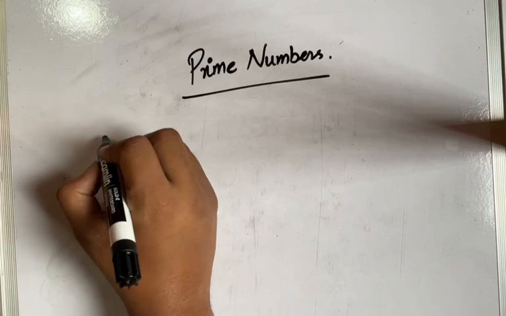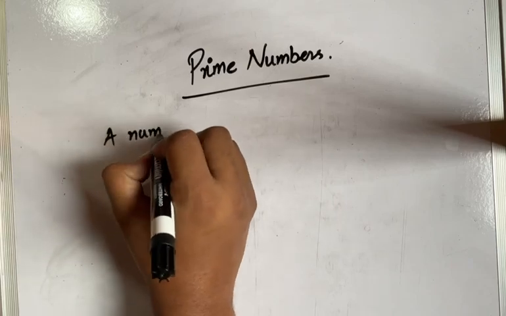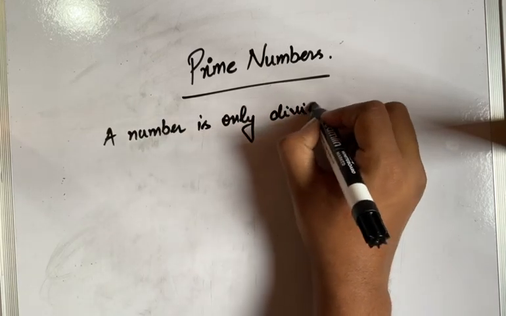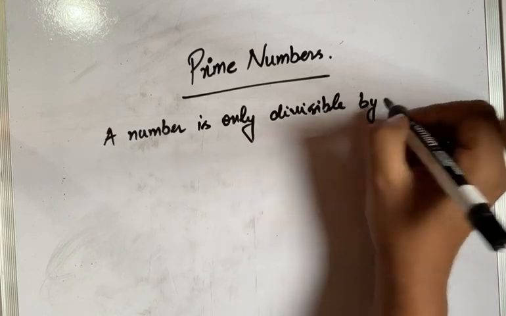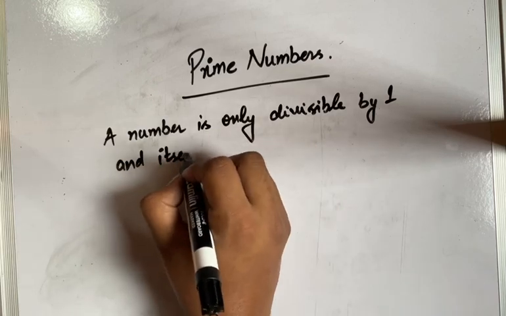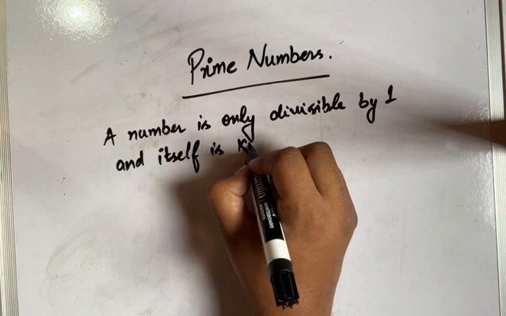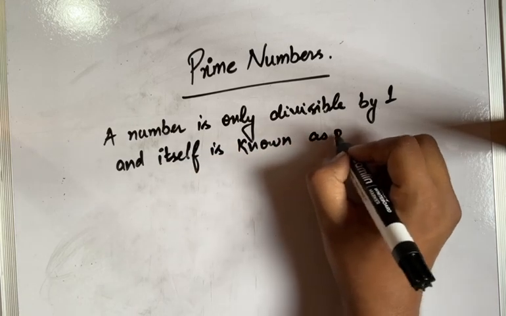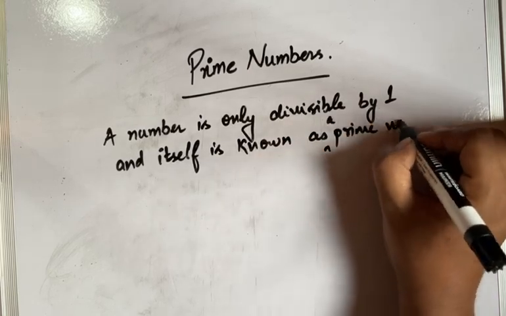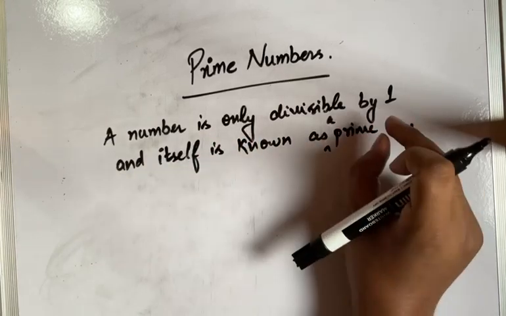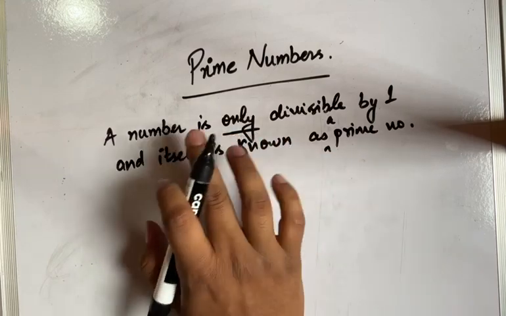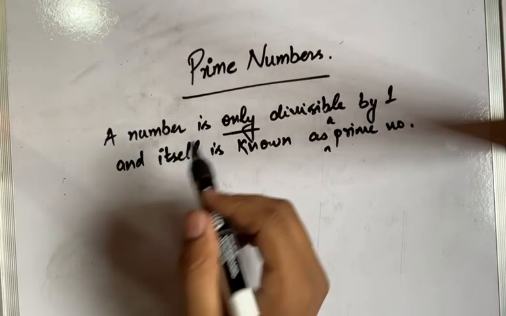So we already know that whenever a number is only divisible by 1 and itself, it is basically known as a prime number. So a number that is only divisible by 1 and itself is known as a prime number. Here, "only" is the keyword. It will have only two factors, the number itself and 1.